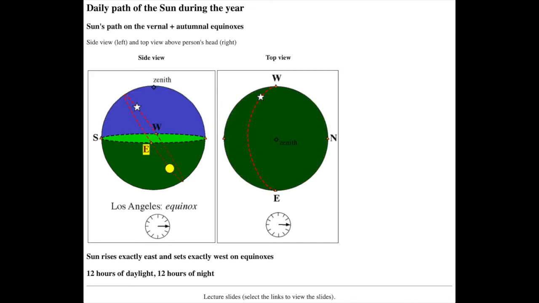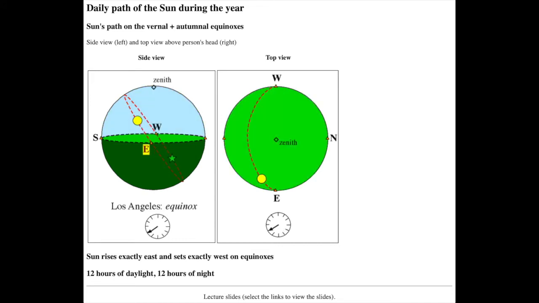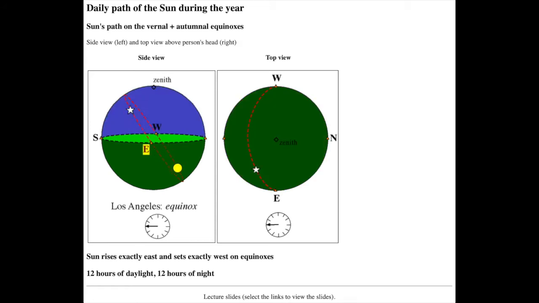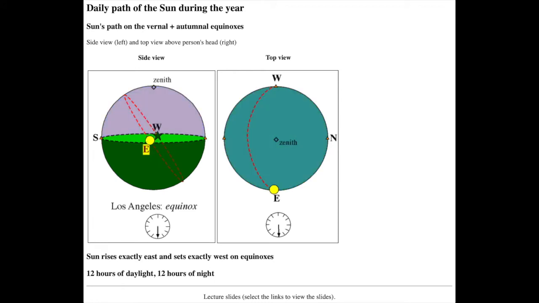On the equinox dates, approximately March 21 and September 21, the Sun is right on the celestial equator, so the Sun rises exactly east and sets exactly west. There are 12 hours of daylight and 12 hours of nighttime.